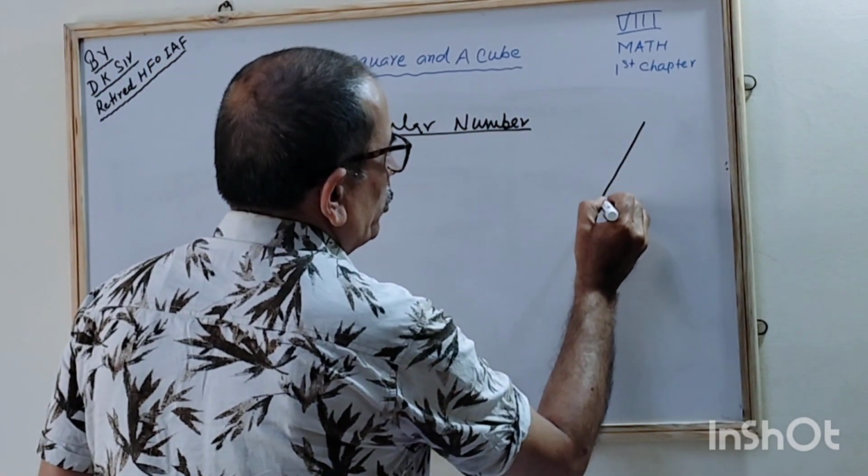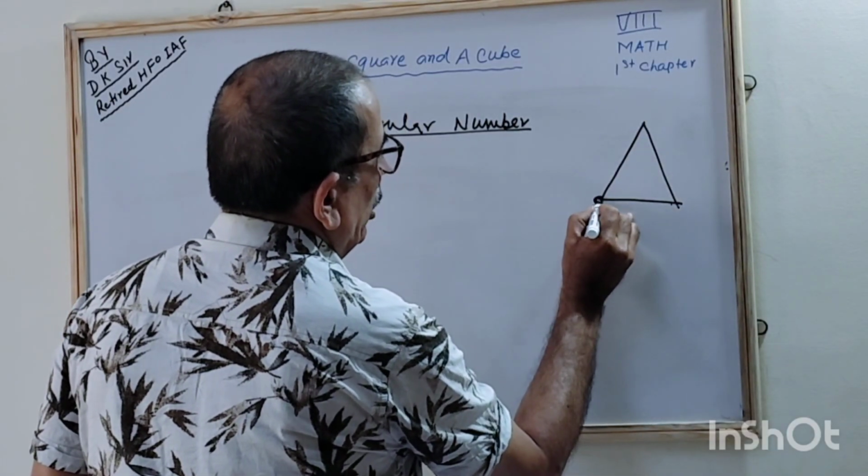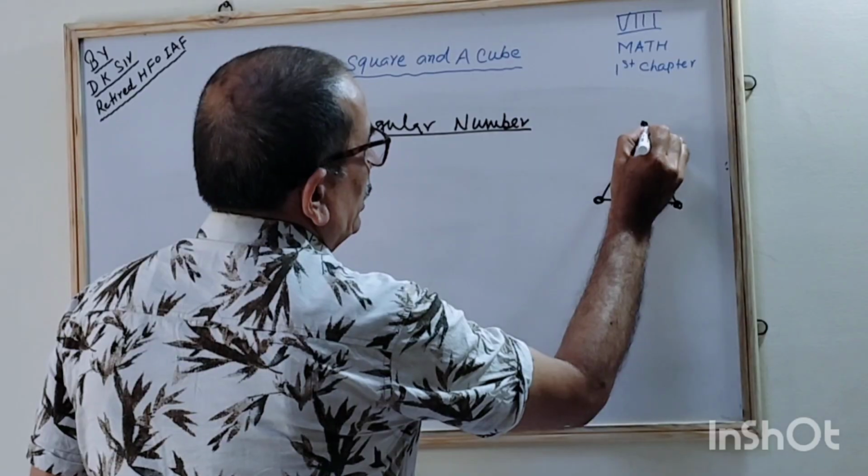The triangle, you understood. This is a triangle. So if I write a dot here, a dot here, this becomes the triangle.